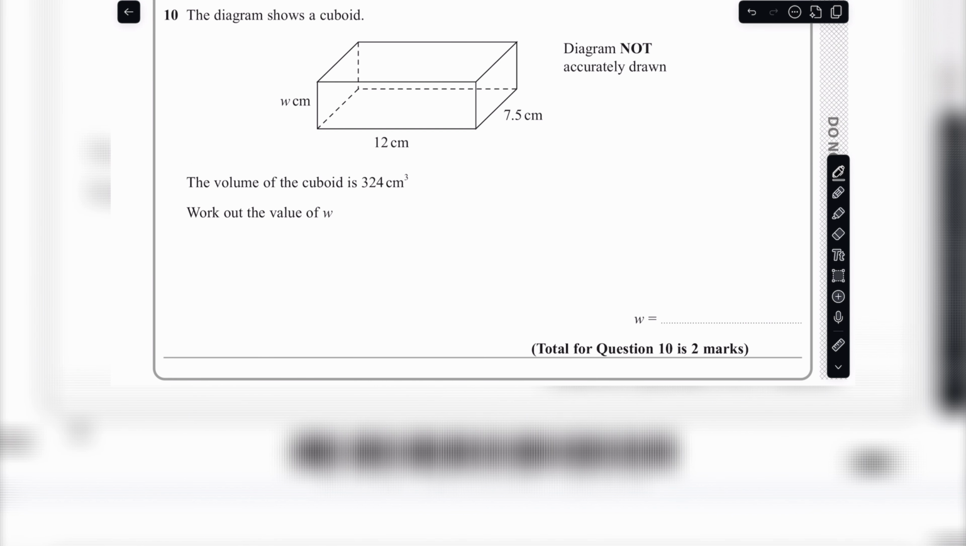In question 10, we are given a diagram which shows a cuboid. The volume of the cuboid is 324 centimeter cubed. Work out the value of w. The volume of a cuboid can be obtained by multiplying the length by the width and the height. So 12 multiplied by 7.5 multiplied by w equals 324. So w can simply be obtained by dividing 324 by 12 times 7.5. And when you put that into your calculator, you get an answer of 3.6.